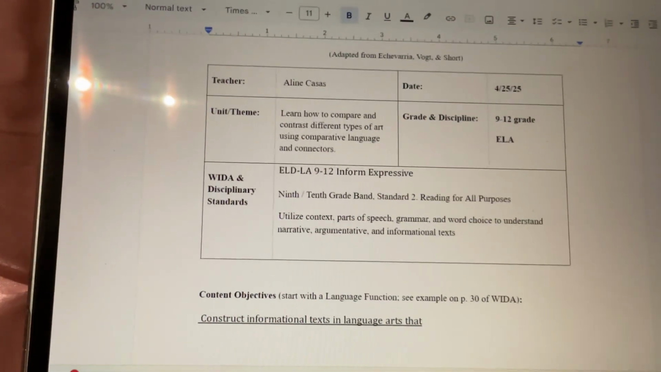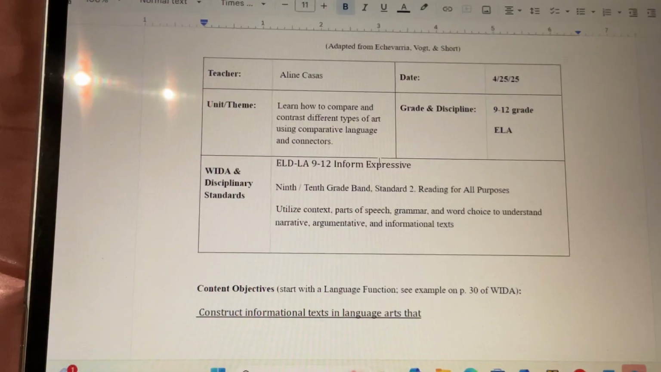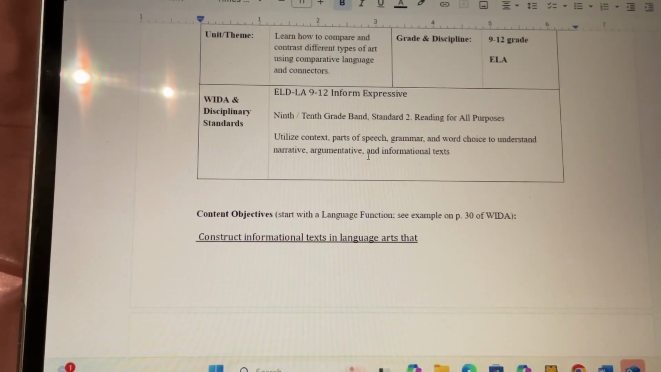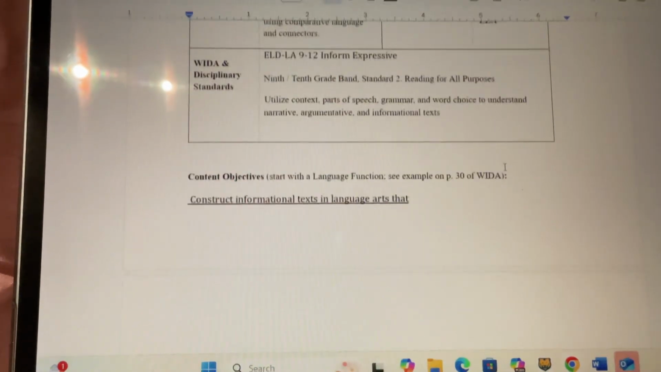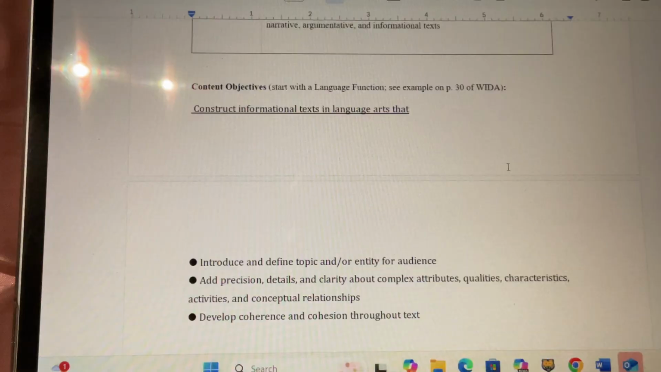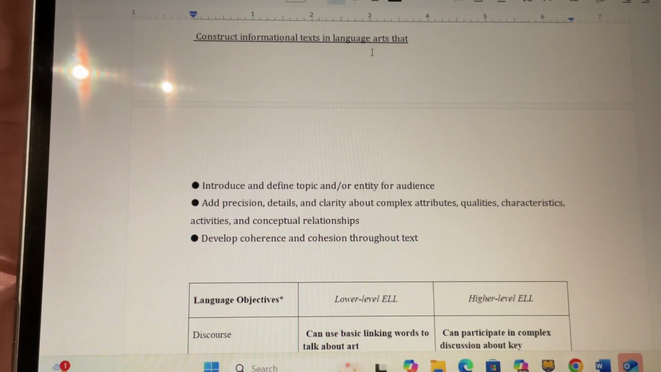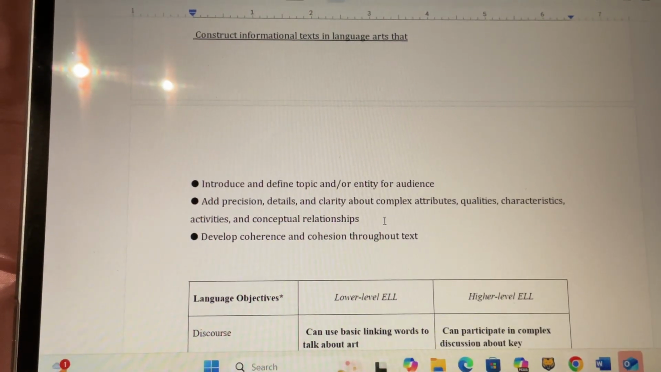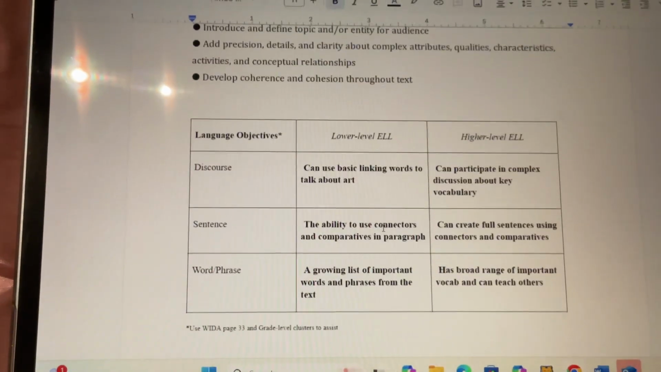So I did my lesson on the grades 9 to 12 ELA Inform Expressive. The disciplinary standard would be to utilize context, parts of speech, grammar, and word choice to understand narrative, argumentative, and informational text. The content objective that they would mostly work on would be to construct informational text in language arts that adds precision, details, and clarity about complex attributes, qualities, characters, activities, and conceptual relationships.